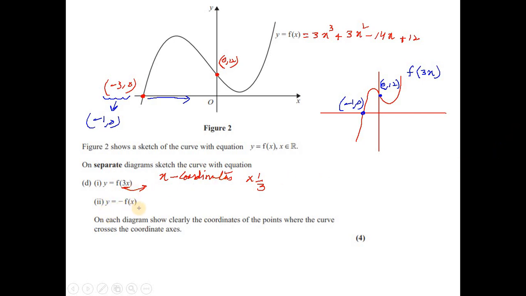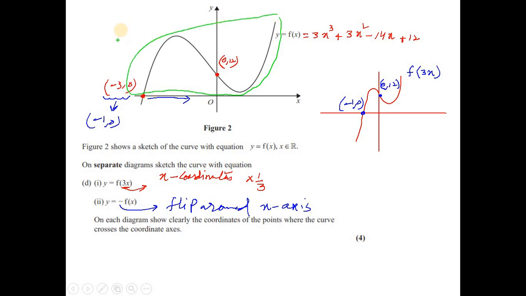Next, y equal to minus f of x. This minus shows that the curve is going to flip around the x-axis. So you can think that this is the line of the x-axis. You just flip the whole curve, this whole region flipping down, and this curve will flip up. So you just flip it.